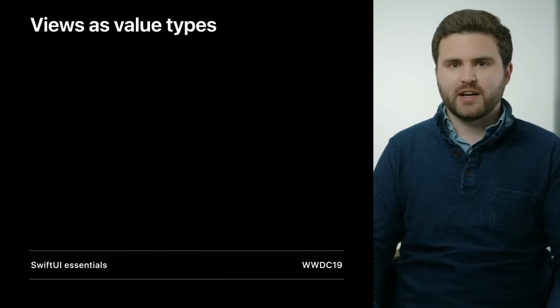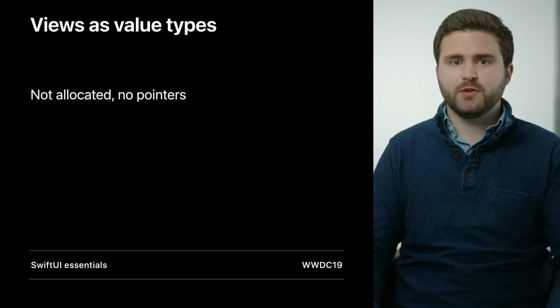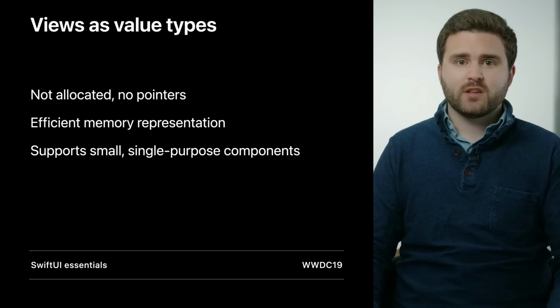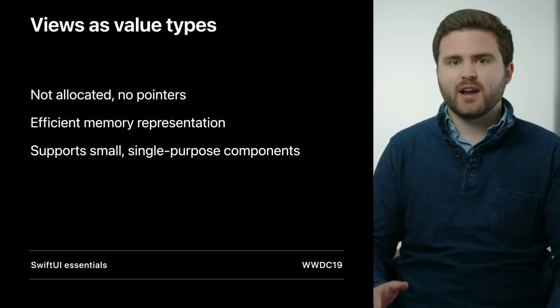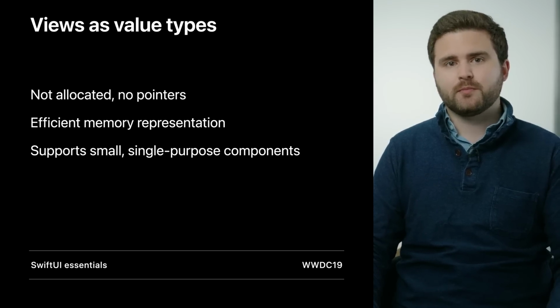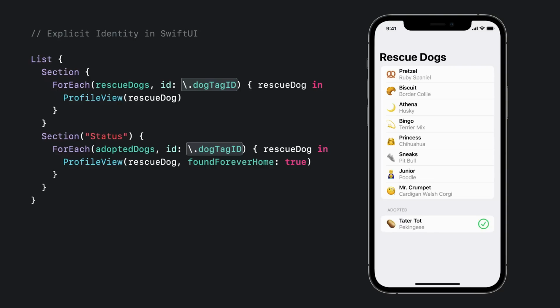In the SwiftUI Essentials talk from 2019, we discussed why SwiftUI uses value types instead of classes for its views, so I recommend watching that talk to learn more. For now, the important thing to know is that value types do not have a canonical reference that SwiftUI can use as a persistent identity for its views. Instead, SwiftUI relies on other forms of explicit identity.